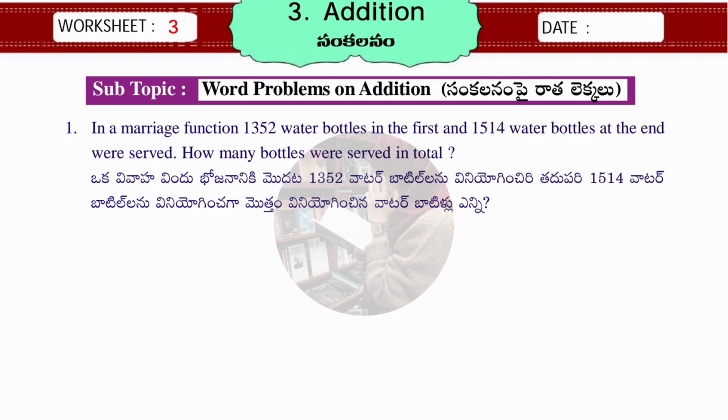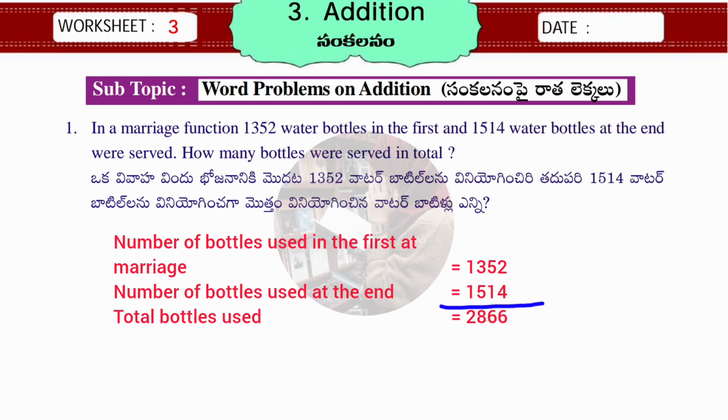Actually, in a marriage function, there were some number of bottles. Firstly, they served 1352 bottles at the beginning. Then at the end they served 1514 bottles. Now the question is, we are asking how many bottles were served in total, in the beginning and in the ending. So for that we have to do the addition. Let's see the answer. Number of bottles used in the first at marriage is 1352. Next, number of bottles used at the end is 1514. If we add both, write down total bottles used are 2866. Okay, this is your answer.